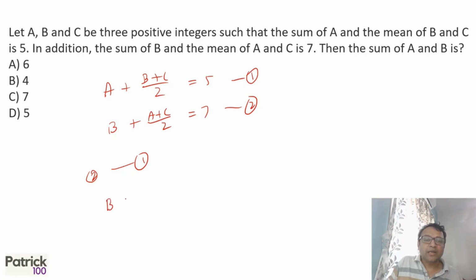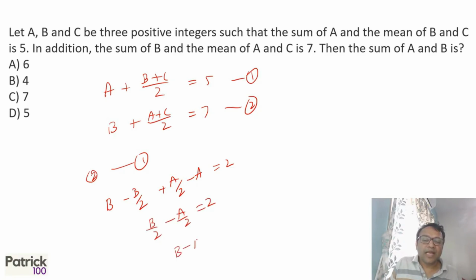What you get is B minus B upon 2 plus A upon 2 minus A equal to 2. If you look at this, it is nothing but B upon 2 minus A upon 2 is 2, or B minus A will be 4. Now we know B and A are both positive integers. So what are the possible values? It can be 1 and 5, sum 6. It can be 2 and 6, sum 8. But 8 is not in the options. So the answer will be option A, 6. 5 plus 1 is 6, because they are positive integers.